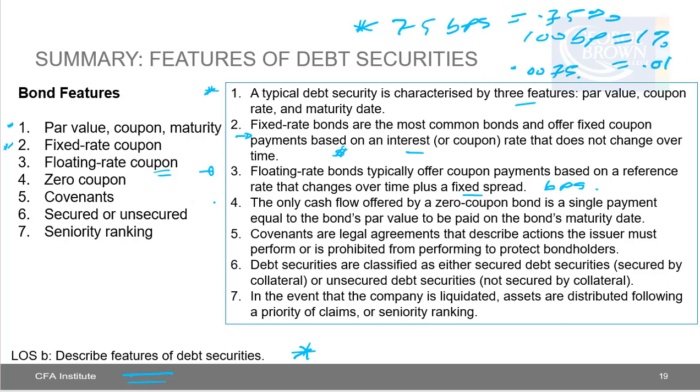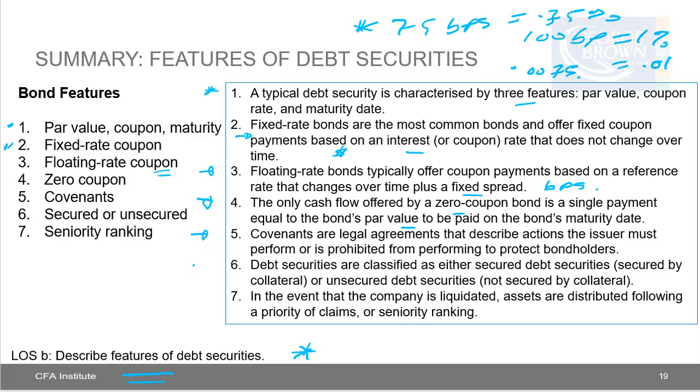Number 4, we looked at zero coupon bonds. The only cash flow offered by a zero coupon bond is a single payment equal to the bond's par value to be paid on the bond's maturity date. Some other things: covenants are legal agreements that describe actions the issuer must perform or is prohibited from performing to protect bondholders. Remember, we find covenants within the bond indenture, which is the contract agreement.